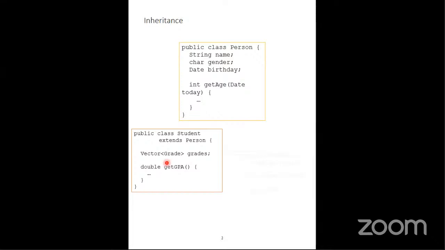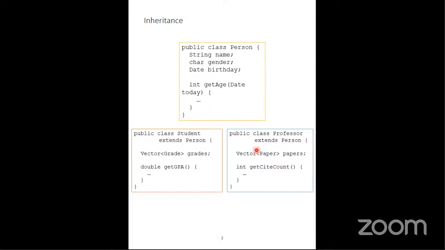Same way, then I create class professor. Again, I write class professor extends person. So again, we can say that professor class is extending the capabilities of the person class, such that all the characteristics of person are also available in professor. In addition to that, professor has its own specific things, that is list of papers and citation count.